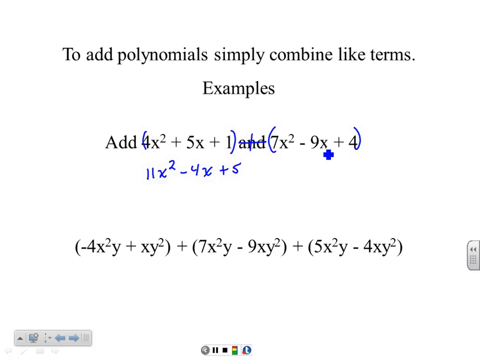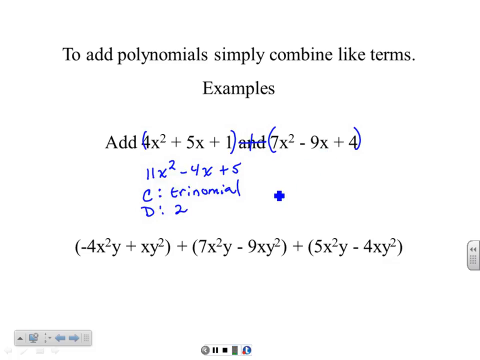On the test, I'm going to ask you to add the polynomials together. So there's your answer for that. And then I'm going to ask you to tell me the classification. The classification is a trinomial. And then I'm going to ask you to tell me the degree, and the degree is 2.